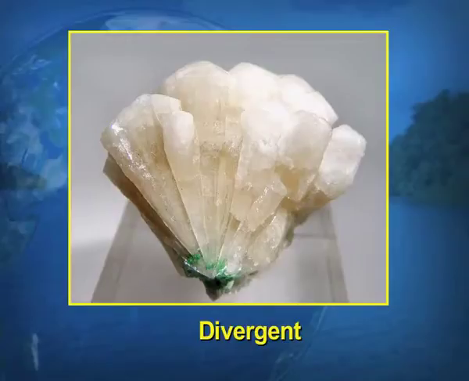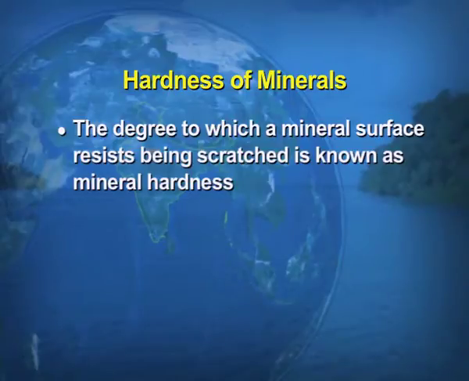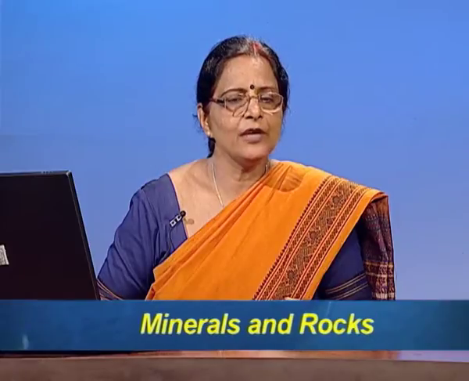Now, the next physical property of the mineral is how hard the mineral is. So, that means the hardness of the mineral is the next property. So, what is the hardness? The hardness to which the mineral surface resists being scratched is known as the mineral's hardness. Because if the mineral is soft, it can be easily scratched, or in other words, it can be eroded. But if the mineral is hard, it is difficult to be eroded and weathered too.